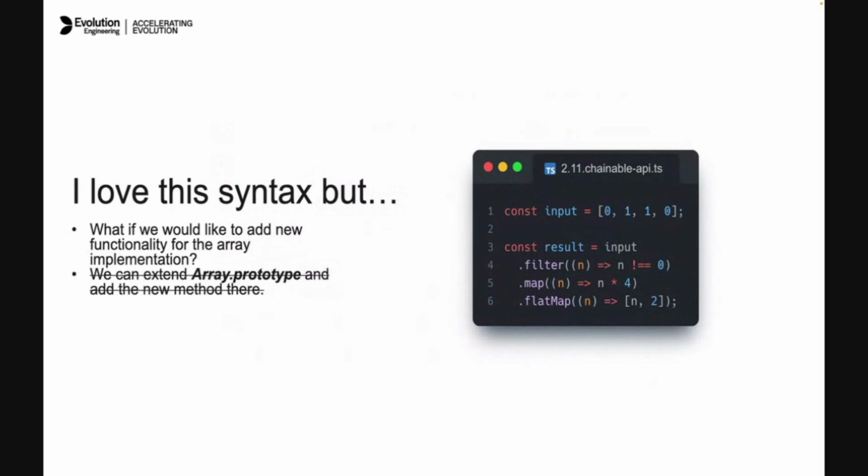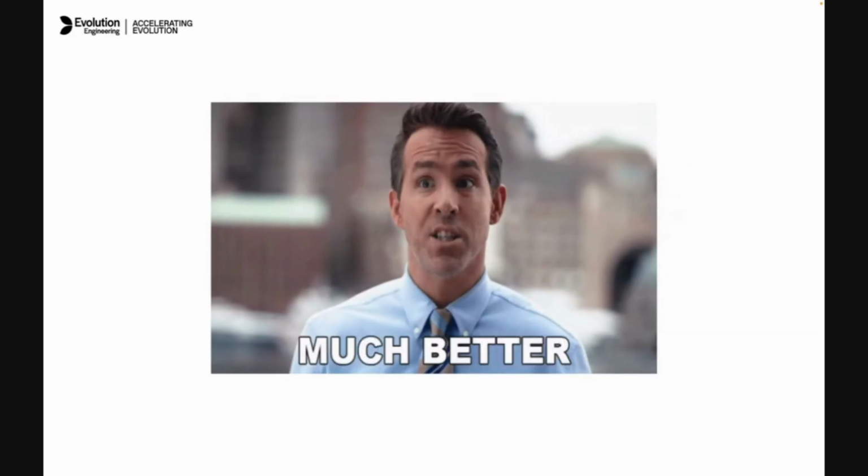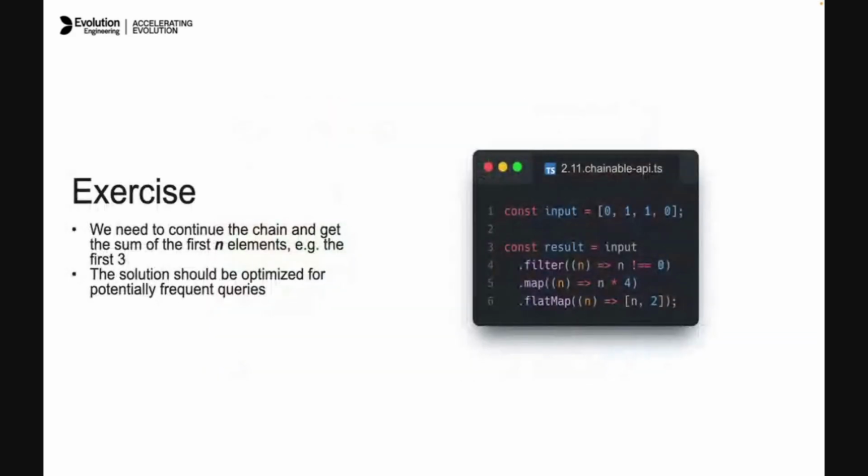What else can we have? We can just add a pure function and call it if it's needed. So it sounds much better to me. So let's think about some exercise and let's create some dummy problem. Let's say we need to continue this chain and get the sum of the first n elements. So, for example, we would like to get a sum for the first three elements. And the implemented solution should be optimized for potentially frequent queries.